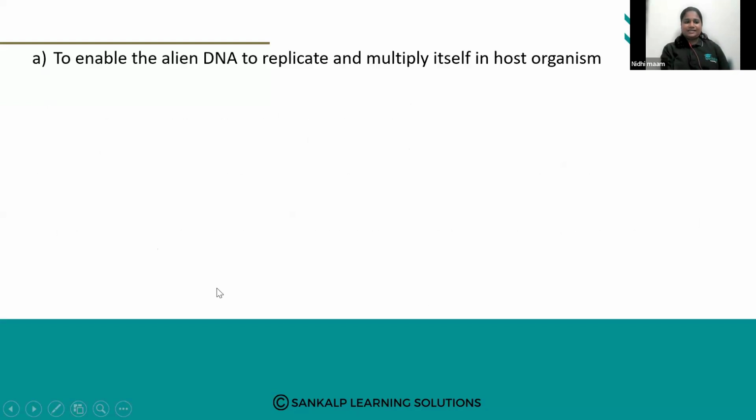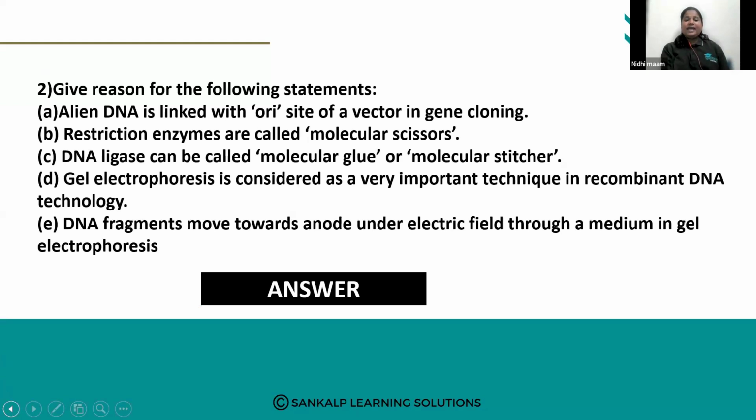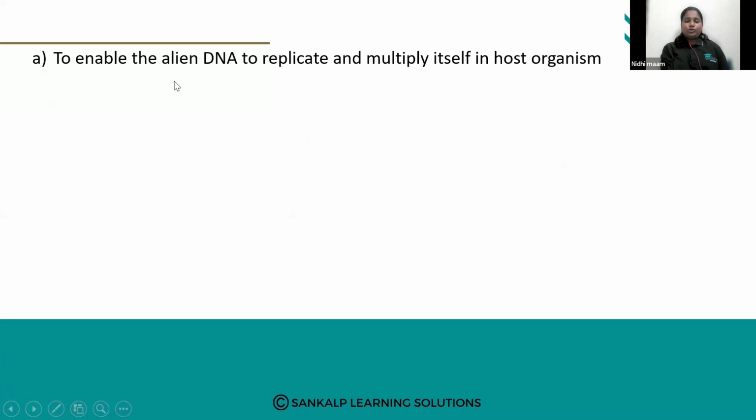So let us see the answer here. The first one. What is the first question? Alien DNA is linked with ori site. Why? So to enable the alien DNA to replicate and multiply itself in the host organism.